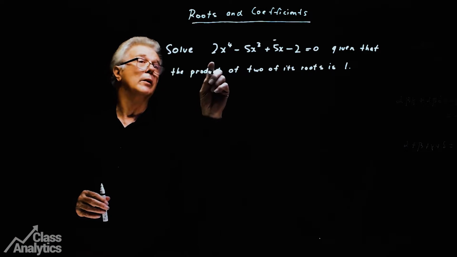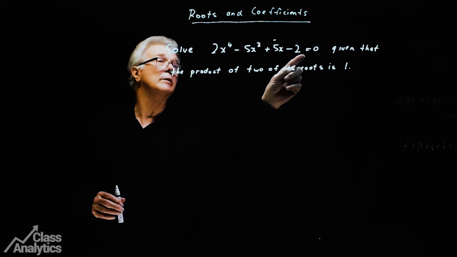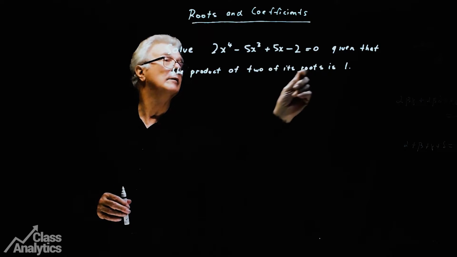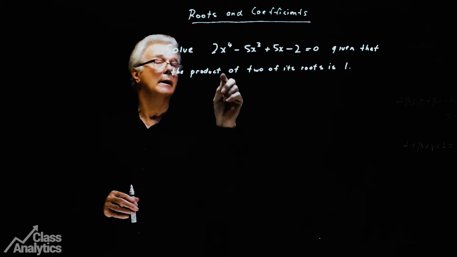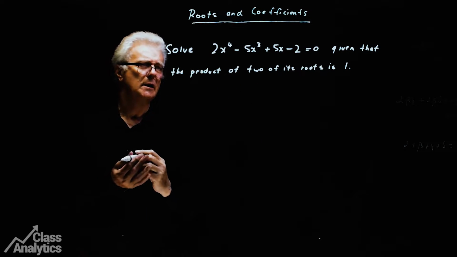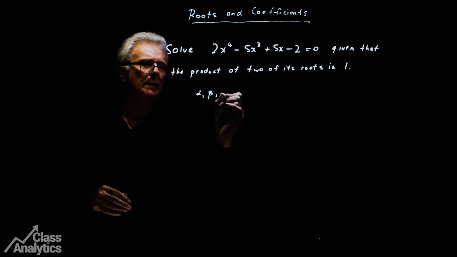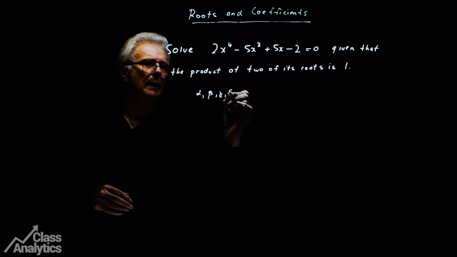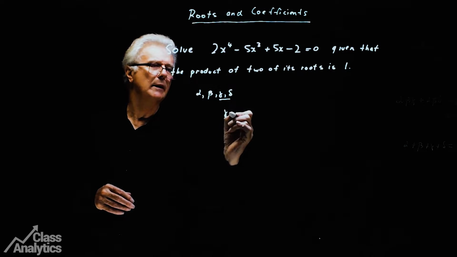Right, we have to solve the polynomial 2x to the fourth minus 5x cubed plus 5x minus 2 equals 0, given that the product of two of its roots is equal to 1. Now it's a polynomial of degree 4, so we'll have 4 roots. We'll let the roots be alpha, beta, gamma, and delta. So let's take this pair, gamma and delta, the product of those two is equal to 1.